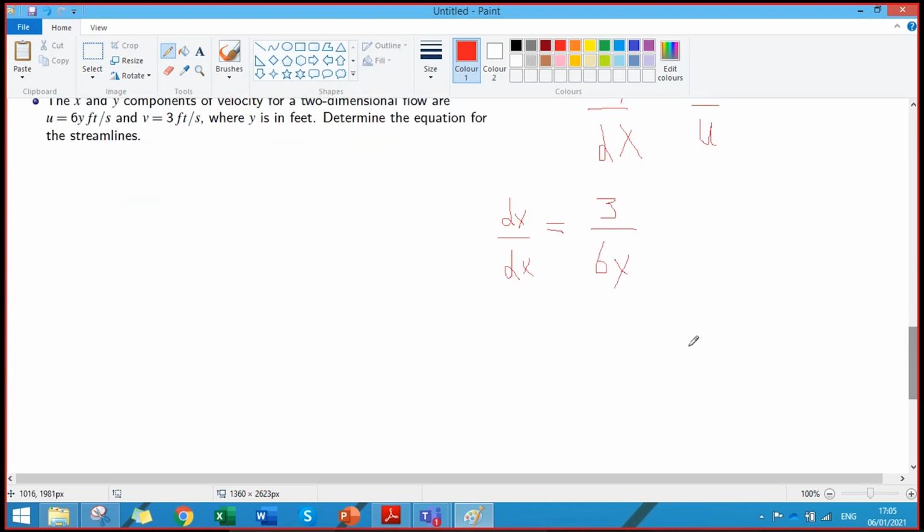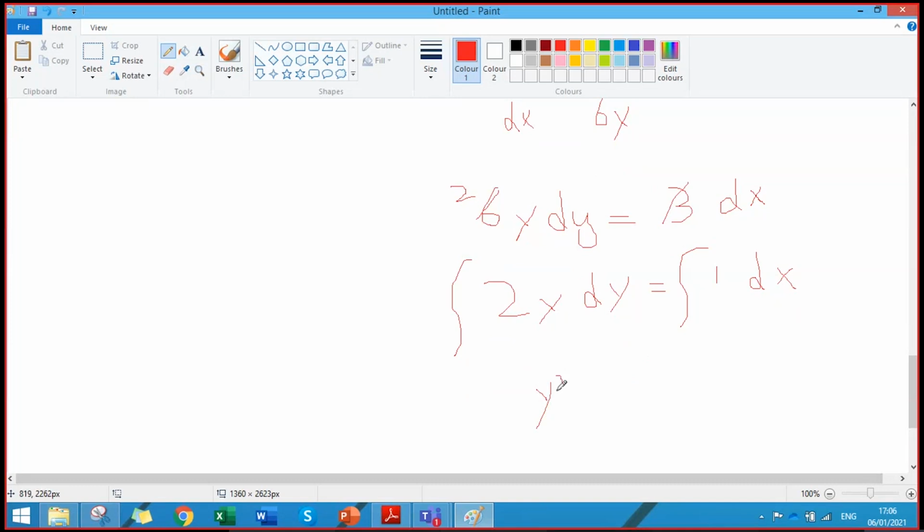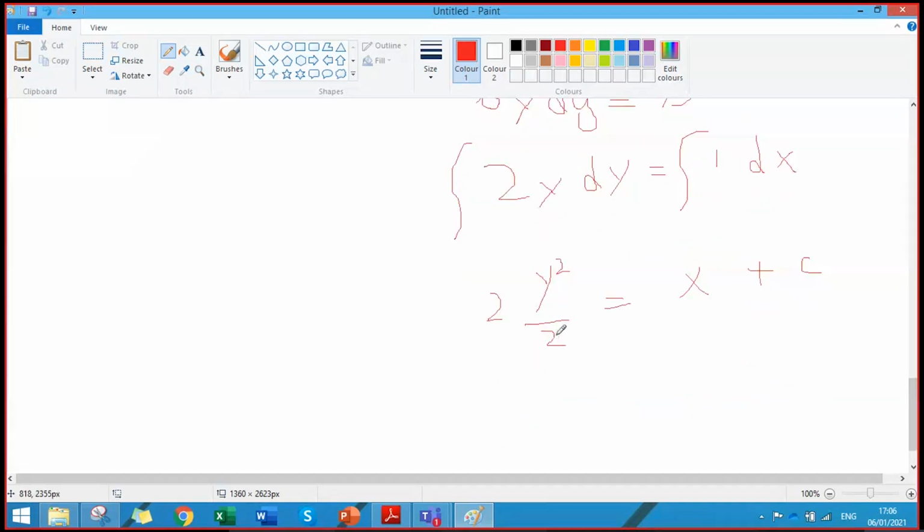We'll separate the variables. We'll write 6y dy equal to 3 times dx, right? Or you can further simplify, like 3 ones are 1 and 3 twos are 6 here. So we'll have 2y dy equal to 1 times dx. We will integrate both sides. So we'll have y square by 2 multiplied by this 2 equals x plus constant of integration. 2 ones are 2, so y square equals x plus c. Clear?